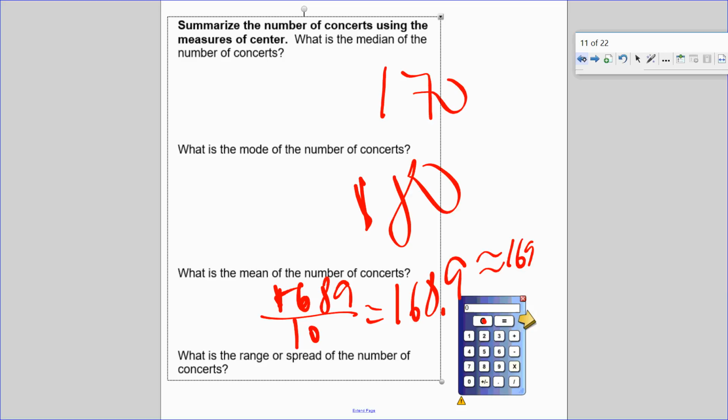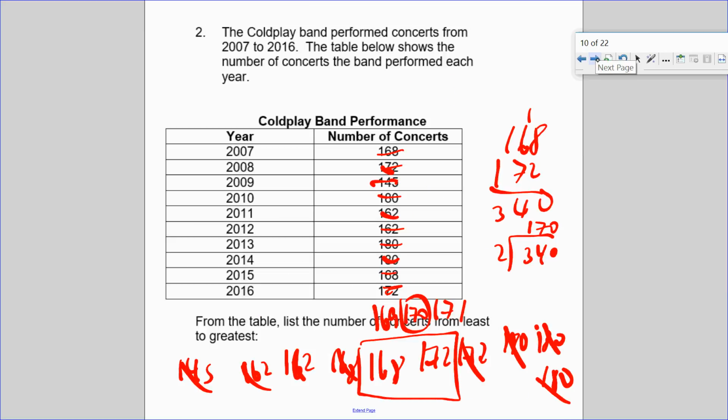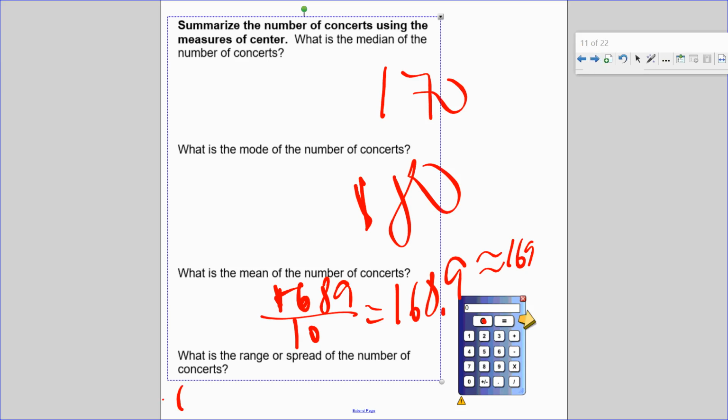And what is the range or spread? It's spread out from 145 to 180. That's the range or spread. So how far is it spread out? Find the difference of the two numbers. That's 180 minus 145, and you get 35. It's spread out by 35 concerts.